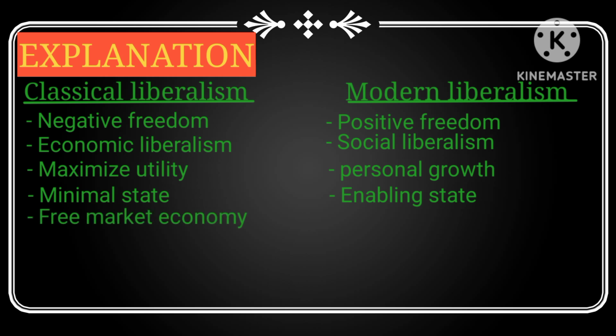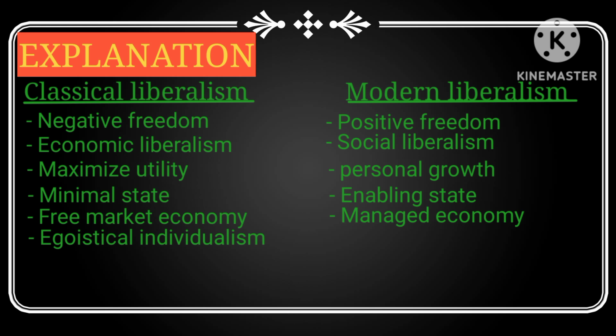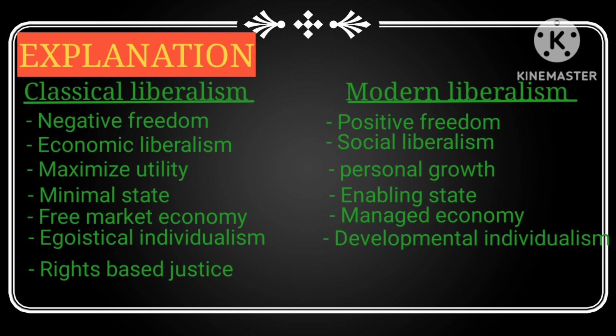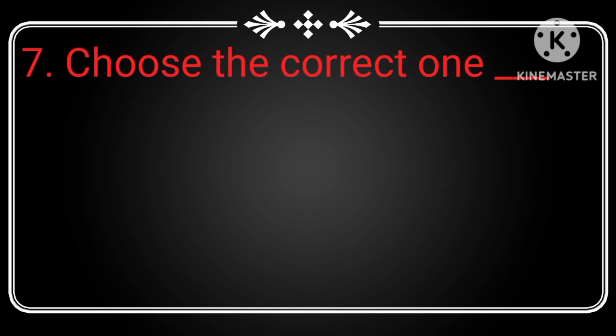Classical liberalism believes in a free market economy and modern liberalism believes in a managed economy. Classical liberalism believes in egoistical individualism and modern liberalism believes in developmental individualism. Classical liberalism believes in right-based justice and modern liberalism believes in justice as fairness. So these are the big differences between classical liberalism and modern liberalism. The next question, number 7.